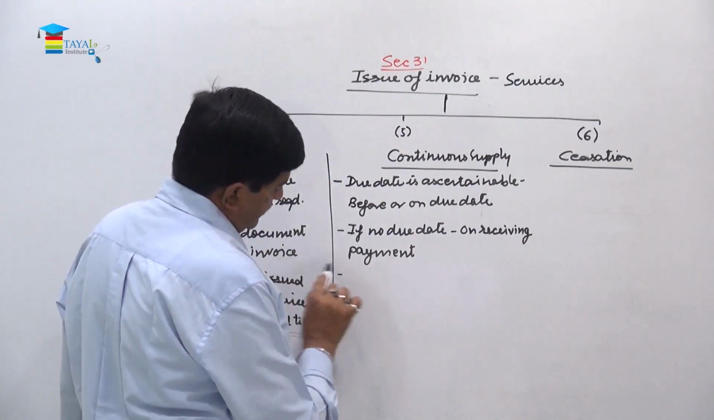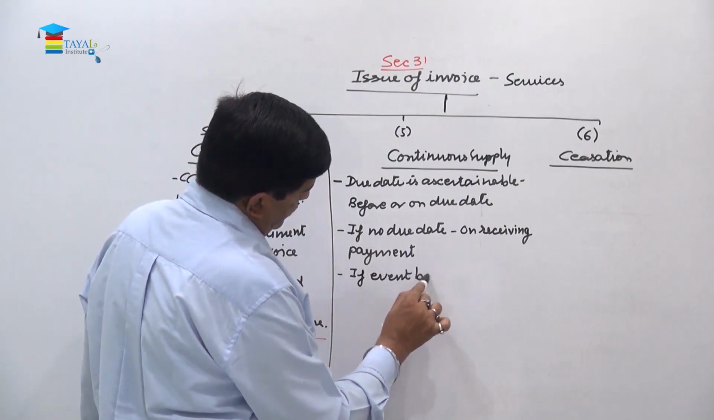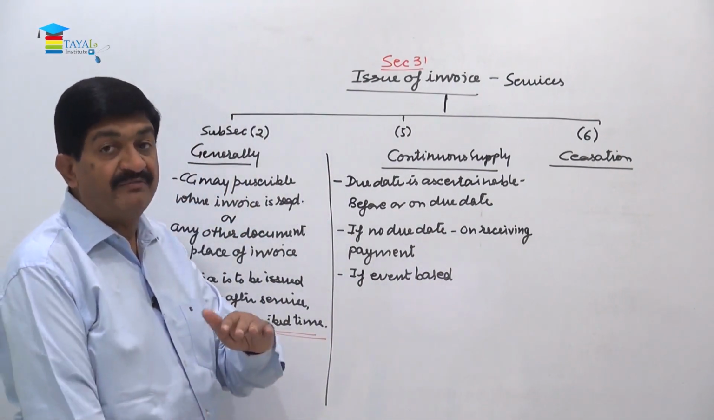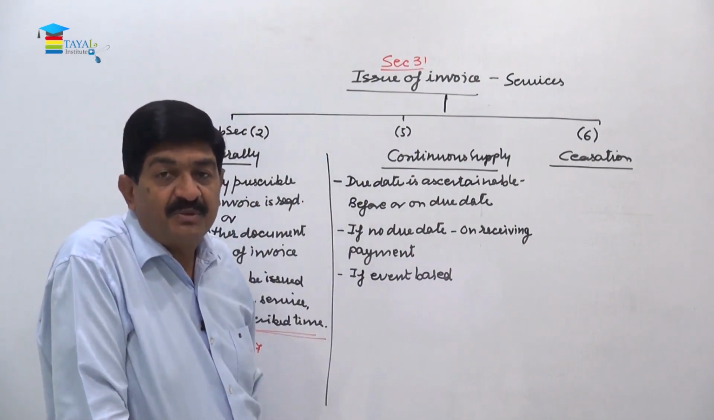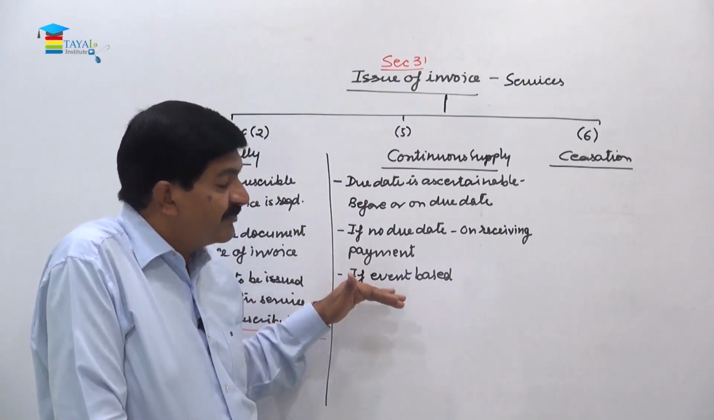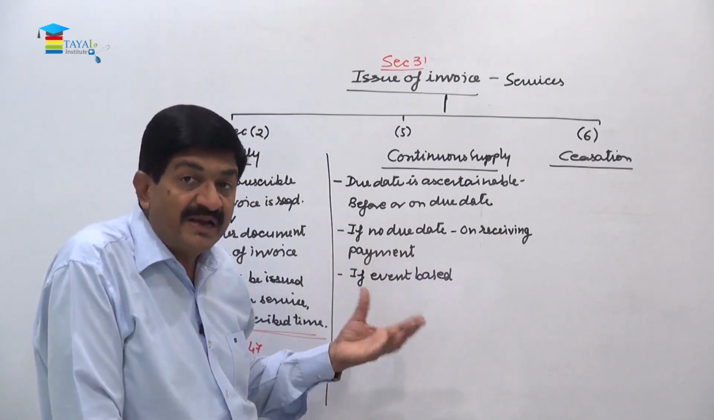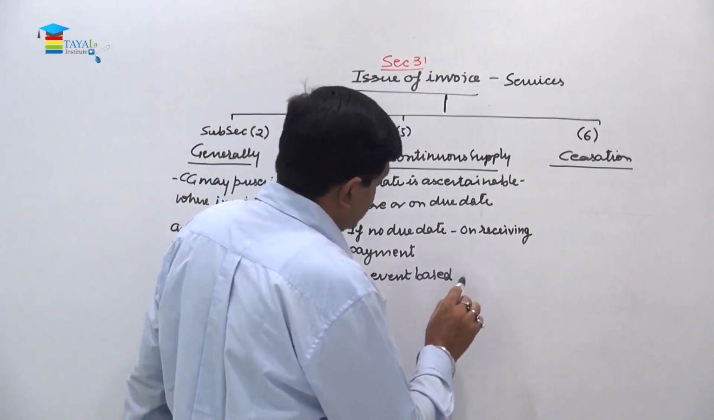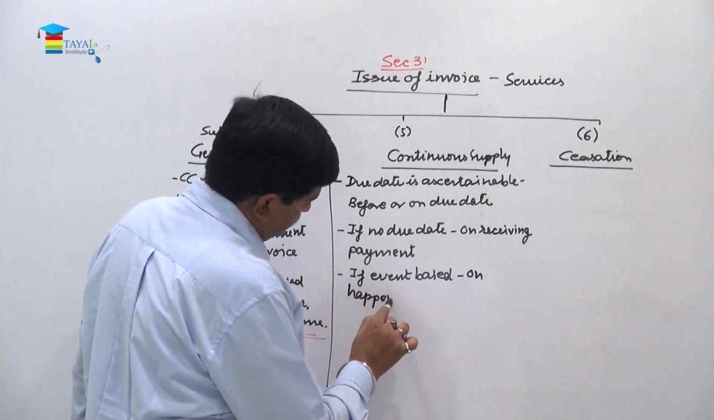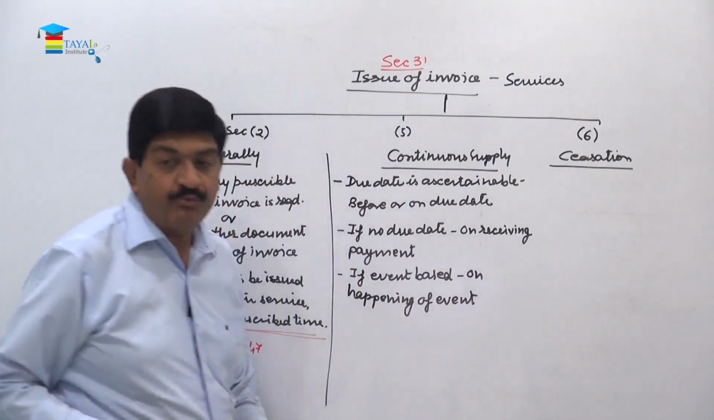And if it is event based, on a happening of certain event. So in case of construction, the event can be decided that on every slab this much percentage of the payment will be released. So as and when the slab is laid, this payment becomes due because the event is there. So as and when the event takes place, the payment becomes due, and that is the time for issue of invoice. So on a happening of event, the invoice shall be raised, right?